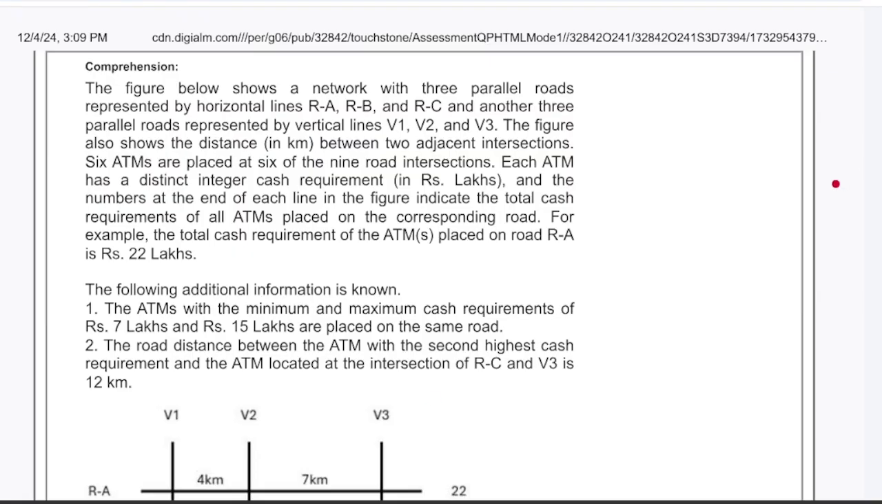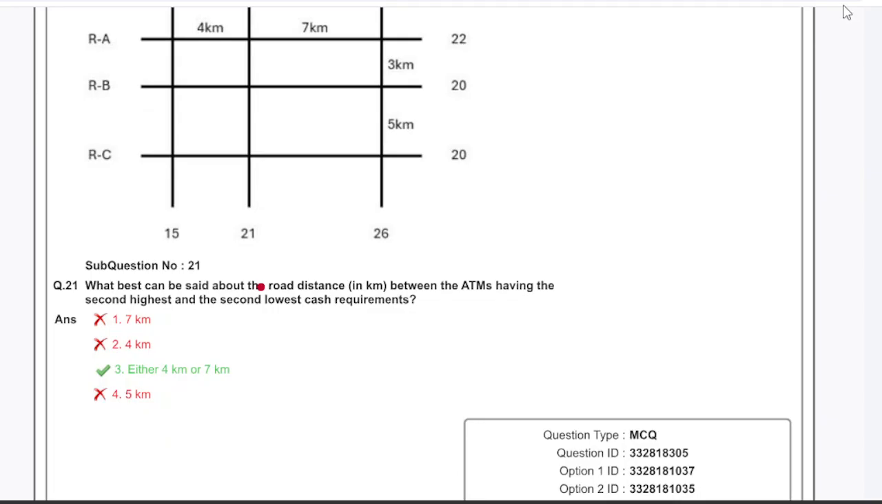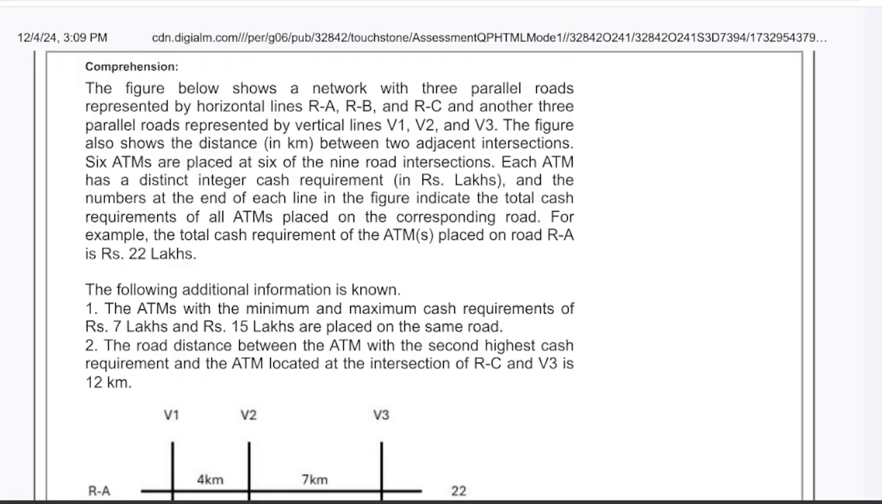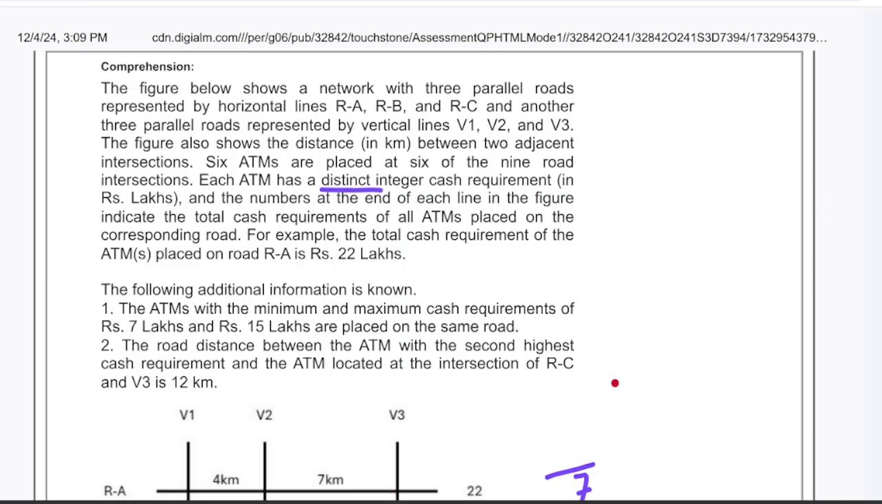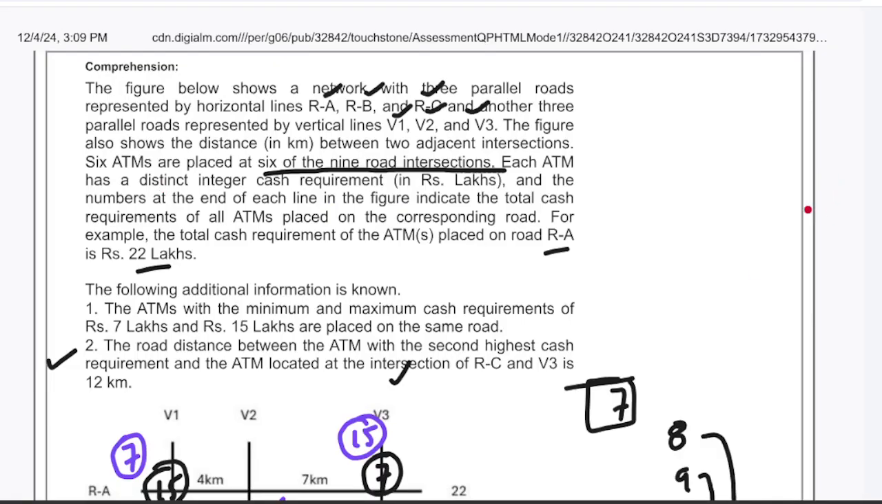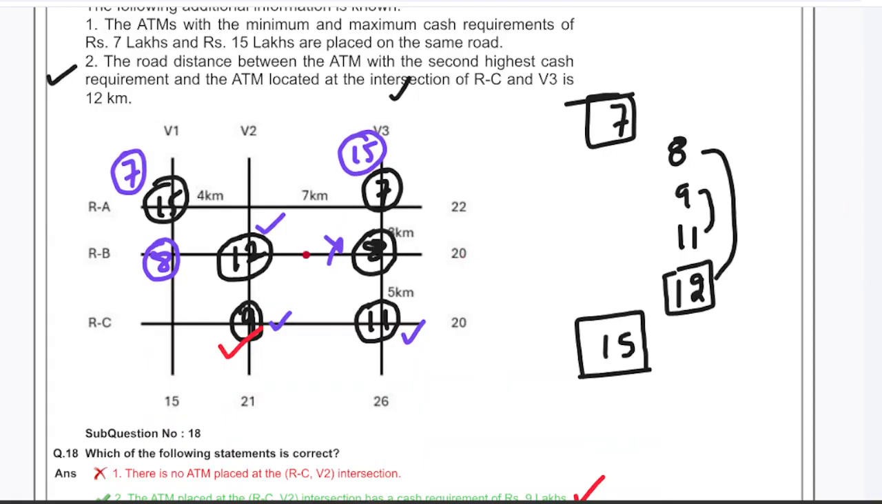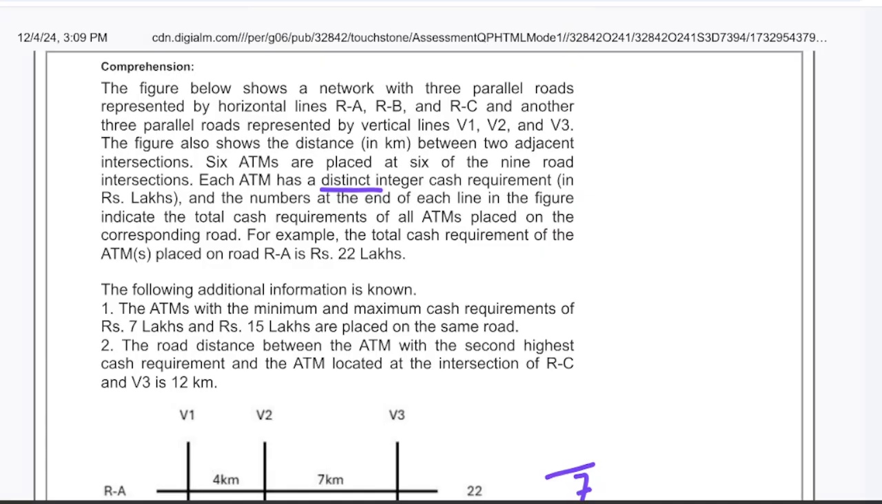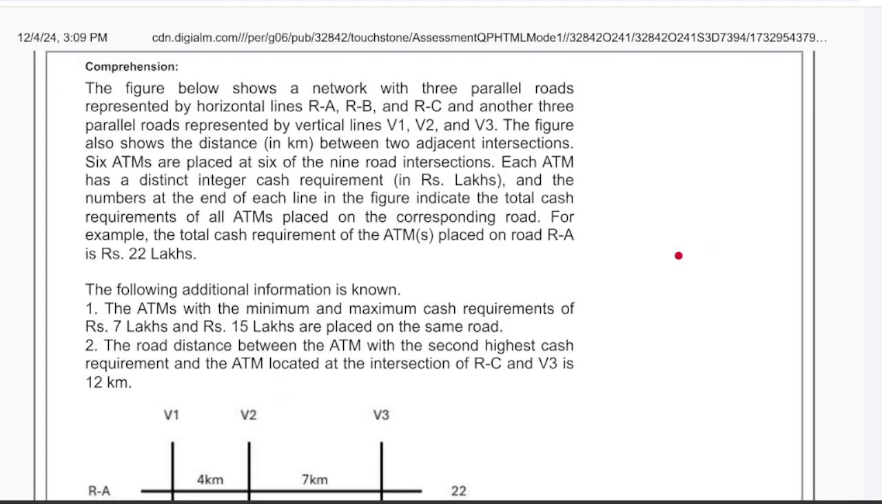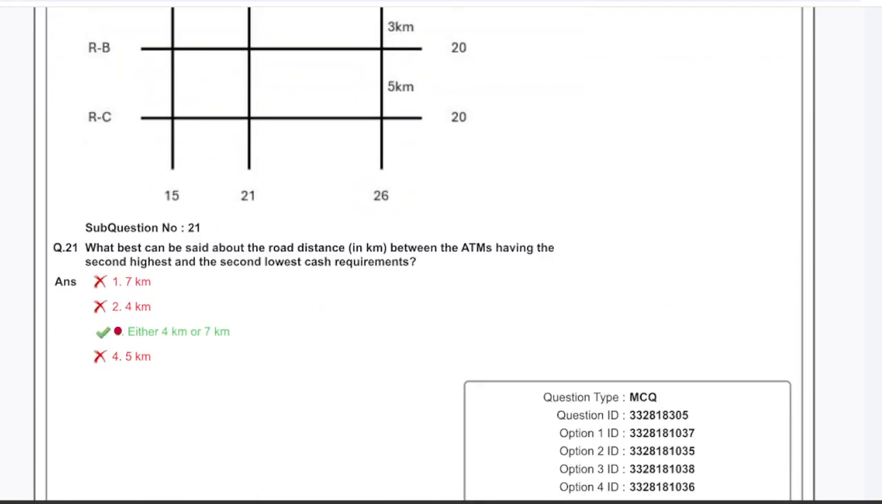The next question which we have, what best can be said about the road distance between the ATMs having the second highest and the second lowest? The second highest is 12 and second lowest is 8. So if there are two cases with 8, either the distance is this, that is 7, or the distance is this, that is 4 kilometers. So answer will be either 4 or 7 kilometers.